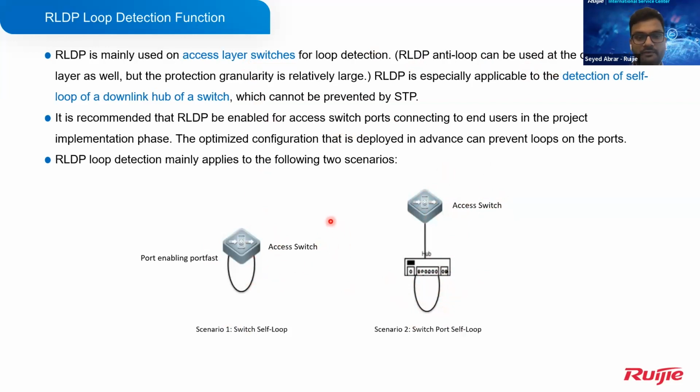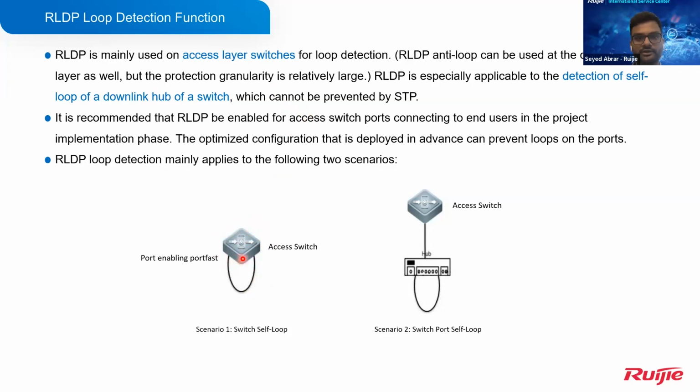And if you have a loop in your access switch, within the same switch, then our RLDP will work perfectly, and it will detect the loop. It shuts down one of the ports. We have two ports here, right? It will shut one of the ports. We are not sure which port will be detected, but based on the algorithm, the RLDP will detect the loop and prevent it, and make sure that the port is shut down.